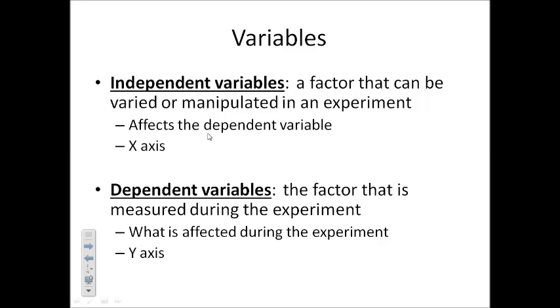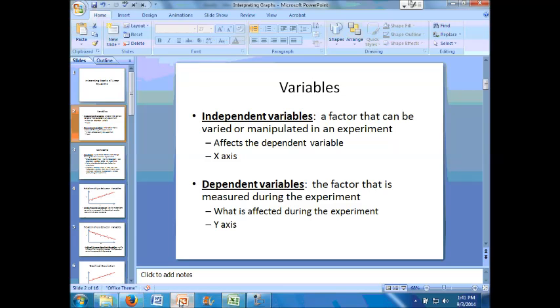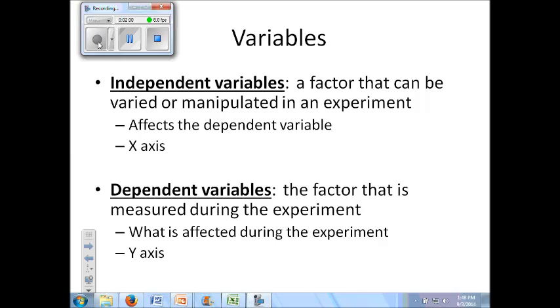When we graph these things, we're going to graph our independent variables on the x-axis and our dependent variables on the y-axis. All right, so just to sum it all up, independent variables are the things that we change, and dependent variables are the things that we cause to change. So the independent variable affects the dependent variable.